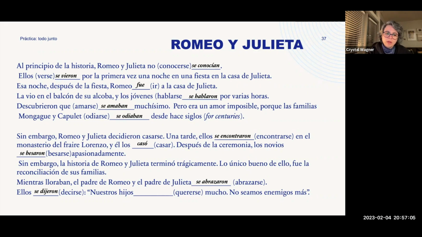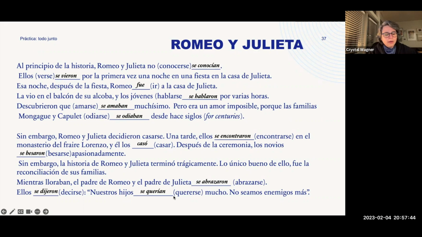Ellos se dijeron, nuestros hijos se querían mucho. No seamos enemigos más. They told each other. Once more, an event that happened and concluded. Nuestros hijos se querían. This is a description of an emotion, but also it was in the past. They died, right? It wasn't an act that happened once. It's an emotion that is kind of self-explanatory in the sense that it's not an event that happens, but rather it's something that's more ambiguous. Therefore, we use the imperfect.